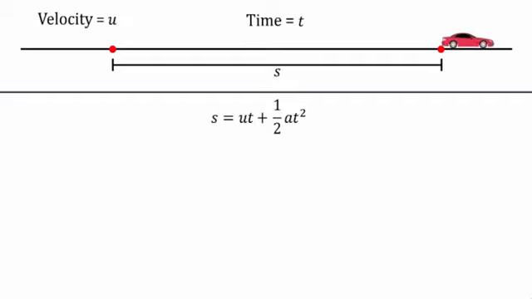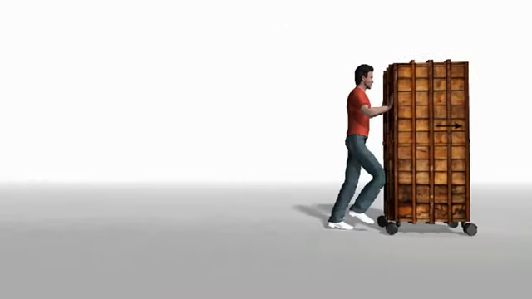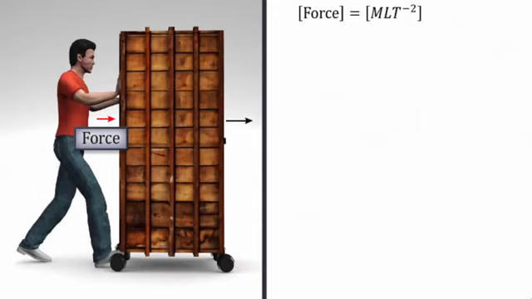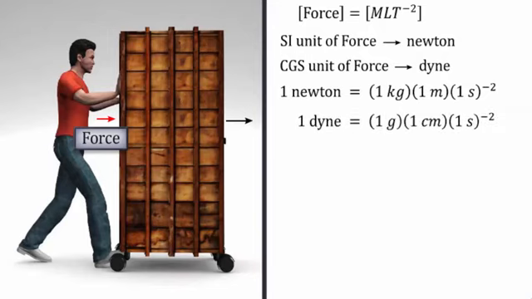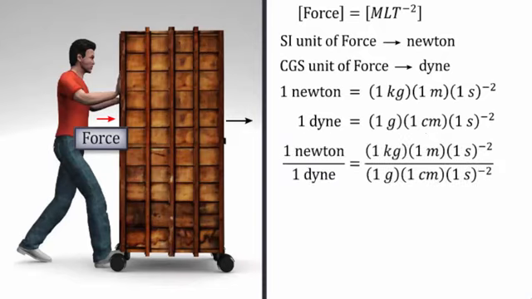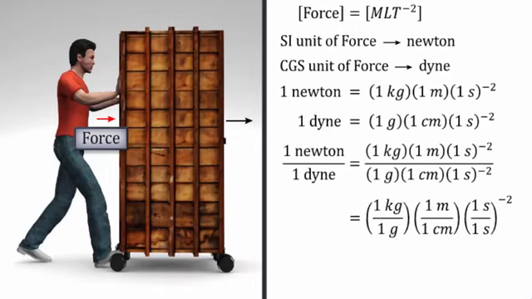Dimensional equations can be used to convert units of a given physical quantity from one system to another, and to thus find the conversion factor. For example, consider the physical quantity force. The dimensional formula of force is M L T power minus 2. The SI unit of force is Newton, and its CGS unit is dyne. Hence, 1 Newton is equal to 1 kilogram into 1 meter into 1 second power minus 2. Similarly, 1 dyne is equal to 1 gram into 1 centimeter into 1 second power minus 2. Now, we divide 1 Newton by 1 dyne and then find the ratio of Newton to dyne as shown. Thus, 10 power 5 is the conversion factor to convert Newton to dyne.